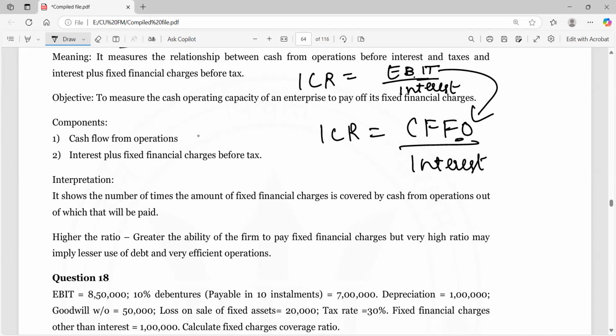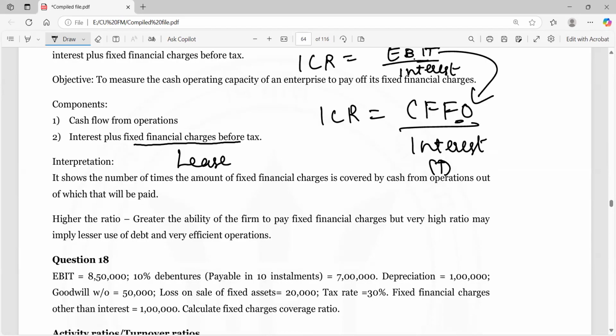And one more thing, in the denominator, it is not only interest, we are also going to add other fixed financial charges before tax. For example, lease payments. Lease payments are fixed financial charges that are paid before tax. So interest on debentures plus lease payments, right? Plus fixed charges before tax.